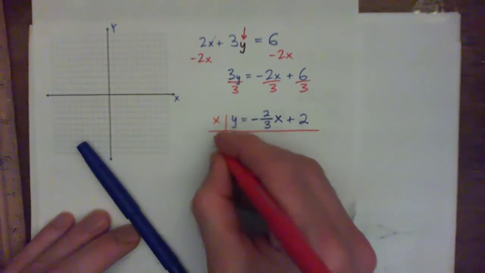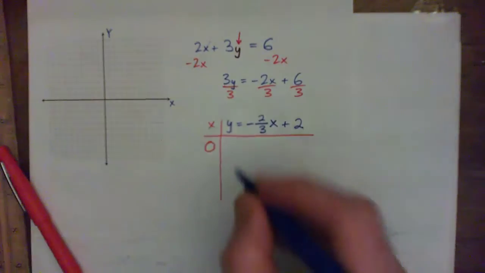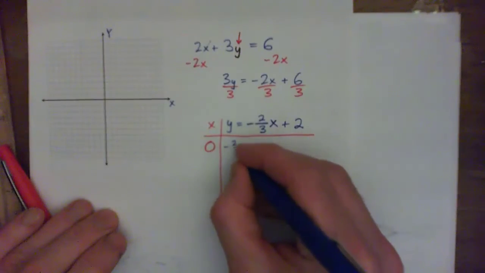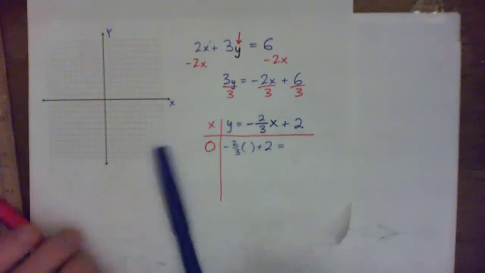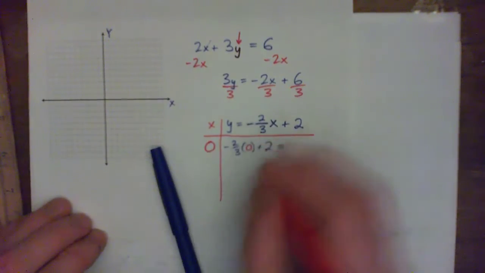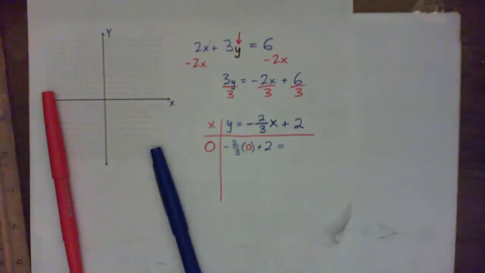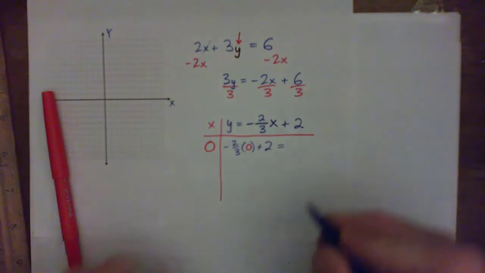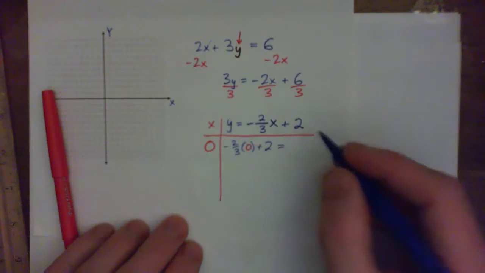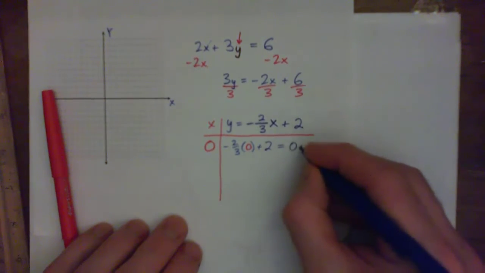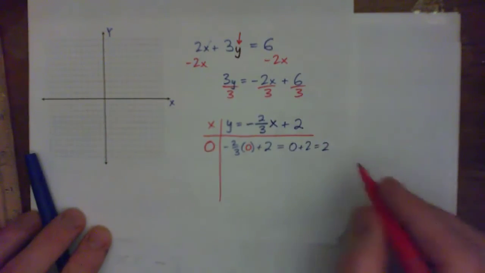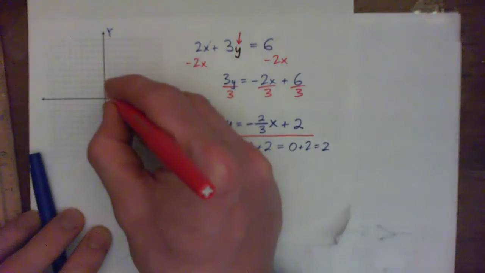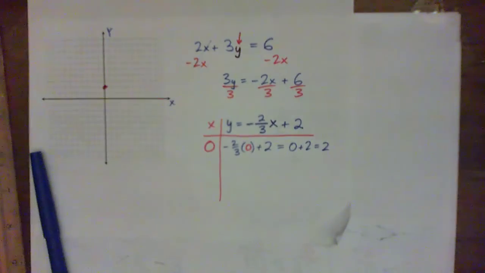Now let's plug in some numbers. So I always want you to plug in 0 first, because it's easy, and it is the y-intercept. So let's get that out of the way first of all. We're going to plug 0 in for x, so let me know what you get. 2, because it's 0 plus 2, right? Which is 2. So we got that point. So 0, 2 is the point, isn't it? Yes. 0, 2.